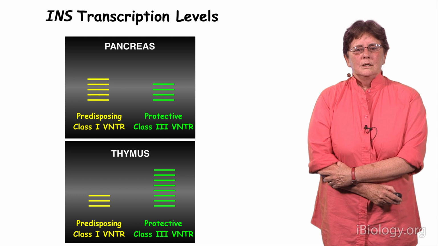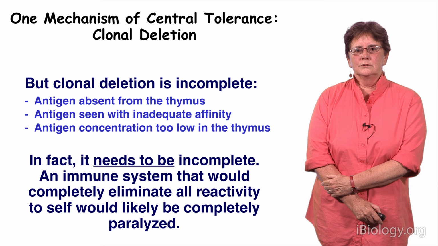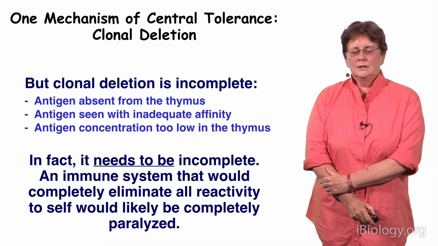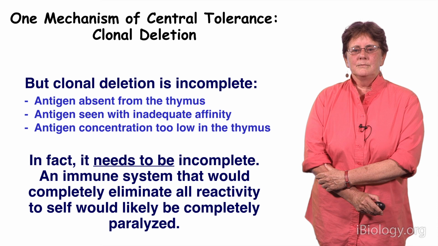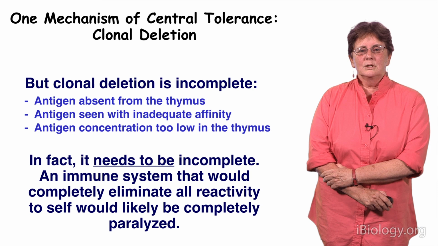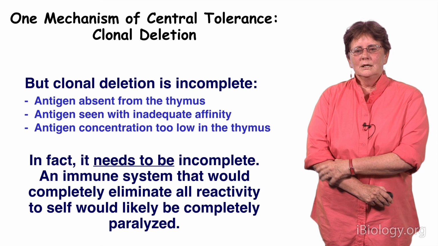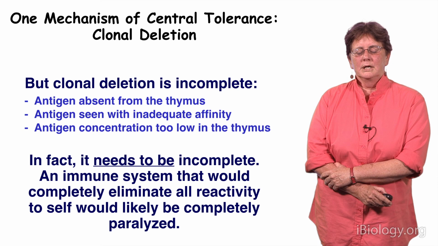So I hope I've convinced you by now that central tolerance, and in particular clonal deletion, is an important mechanism of immunological tolerance. However, clonal deletion is never complete. There are antigens which are not expressed in the thymus. There are antigens which T cells don't see with a high enough affinity, or there are antigens whose concentration in the thymus is not high enough to permit clonal deletion. And one might actually make the statement that it would be devastating if clonal deletion was actually complete, because as you can imagine, if you deleted all the T cells that saw any antigen with any affinity, there would be a very small repertoire that would emerge into the periphery and not be able to fight off the millions and millions of microbes that the individual is going to encounter.